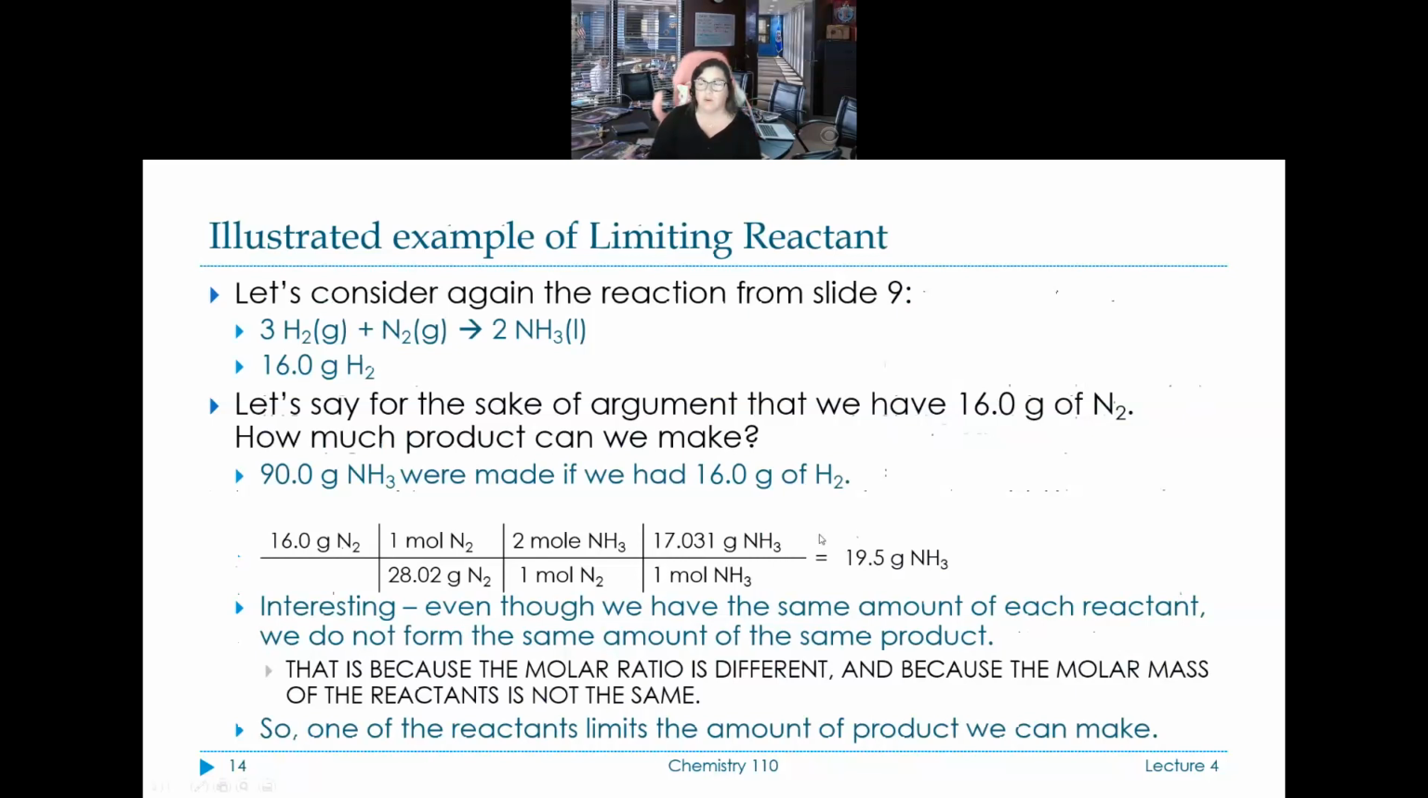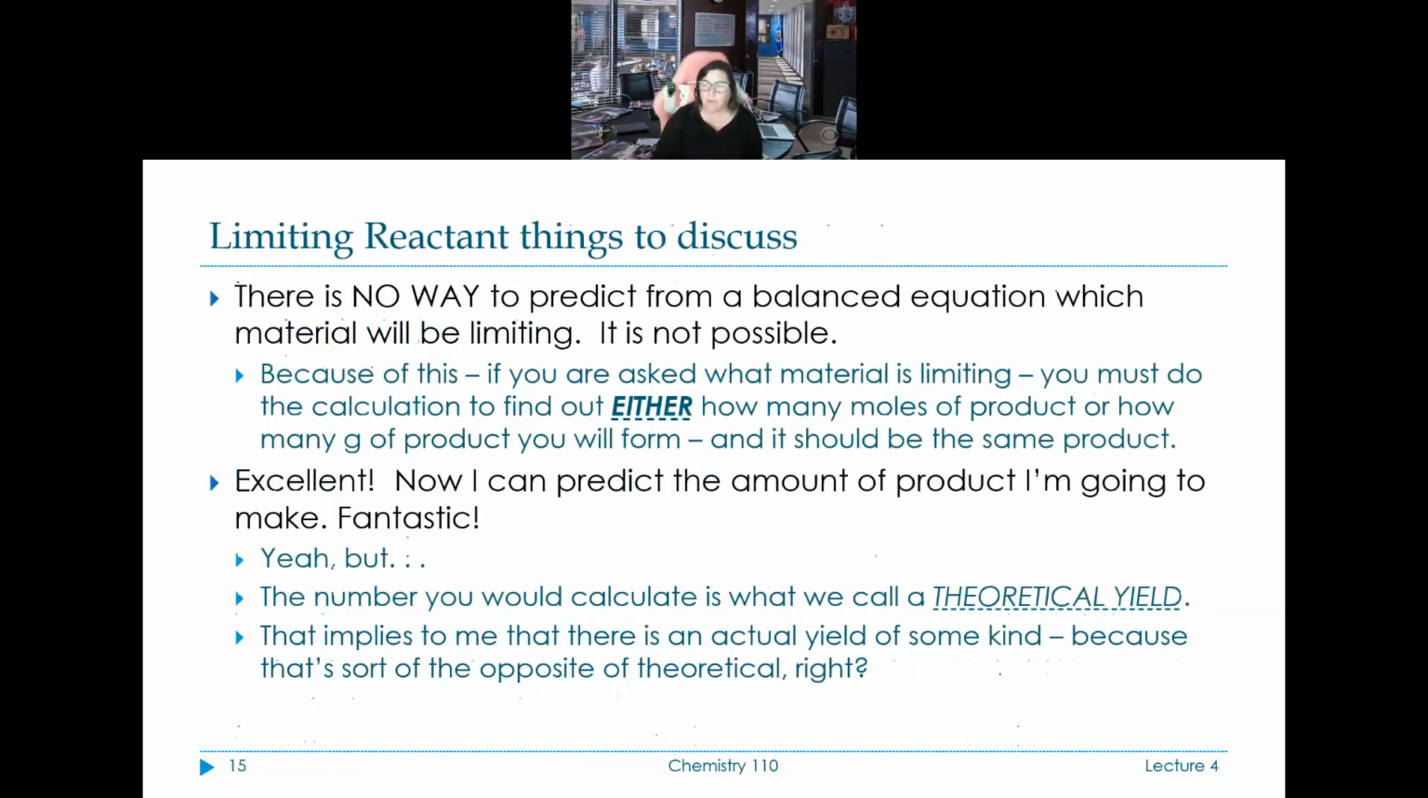Okay? So it doesn't matter if you go grams or moles. I usually go grams, and the reason that I do that is because we're almost always asked how much we form in grams, so that's why I do it. Okay, but it really doesn't matter. If they just ask you which one's limiting, you can do it. So excellent. Now I can predict the amount of product I'm going to make. That's fantastic.